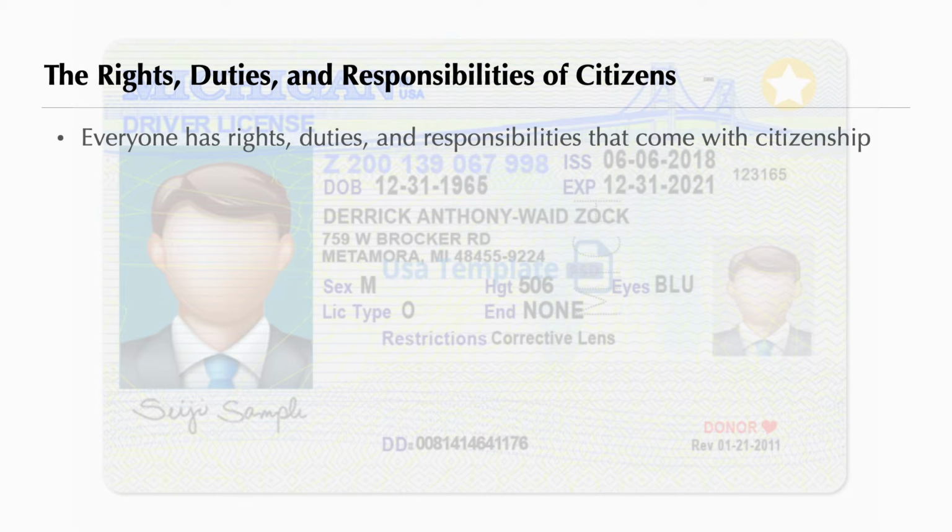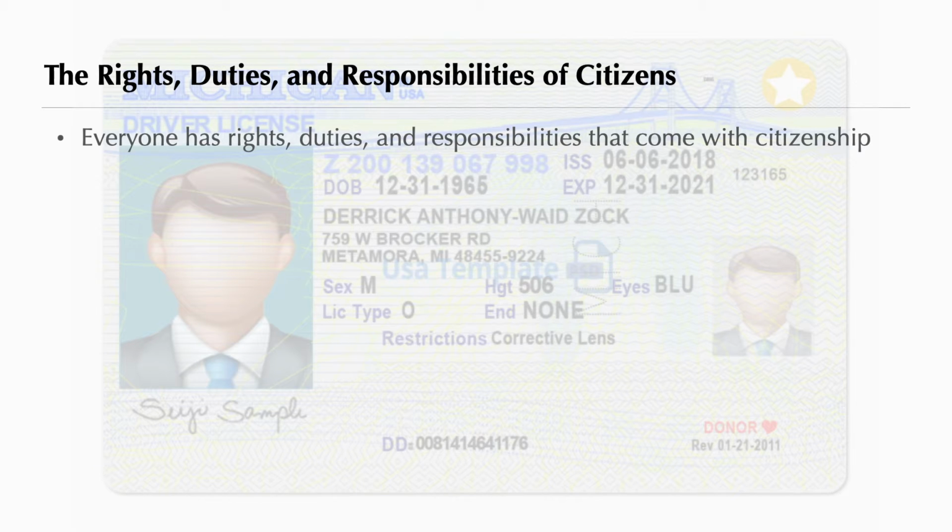Here's a riddle. How is holding the office of citizen like having a driver's license? Having a license gives you certain rights. Your rights include the right to drive on public roads and highways, and the right to park where the law allows. Of course, as a driver, you also have duties. Your duties, which are required by law, include observing traffic signals and signs, and obeying the speed limit and other rules of the road. In addition to your duties, you have responsibilities.